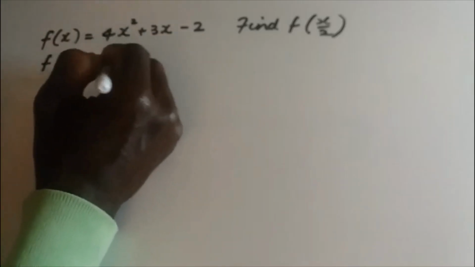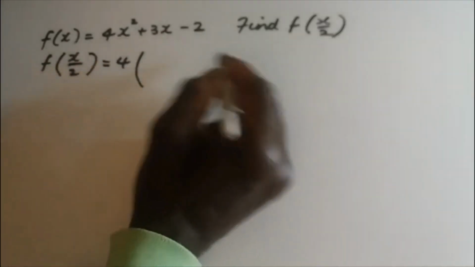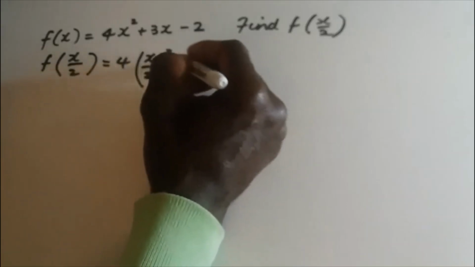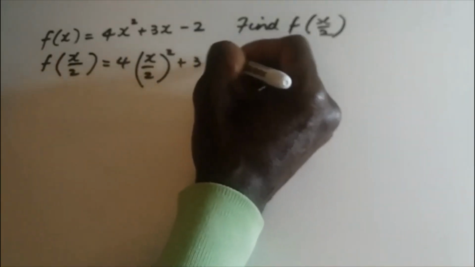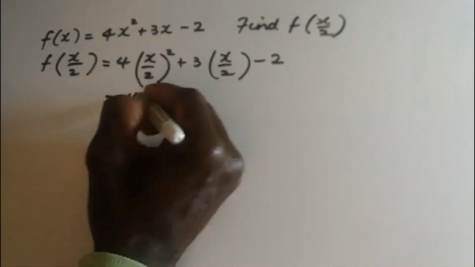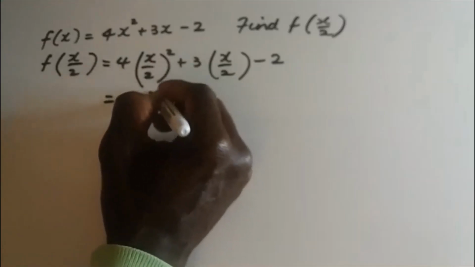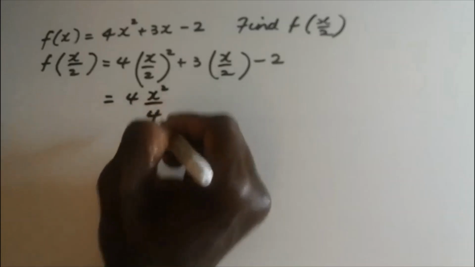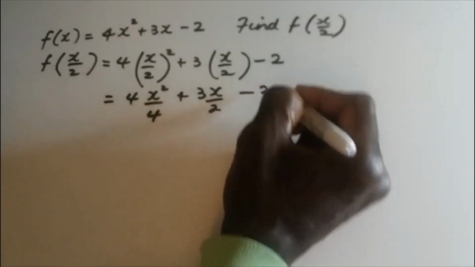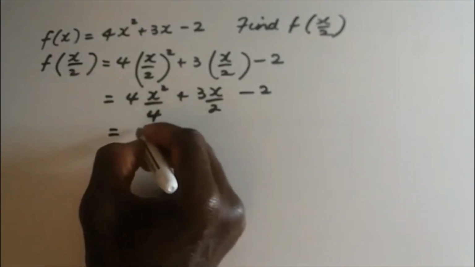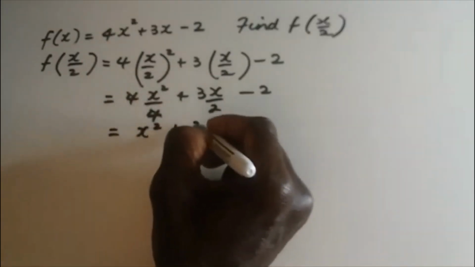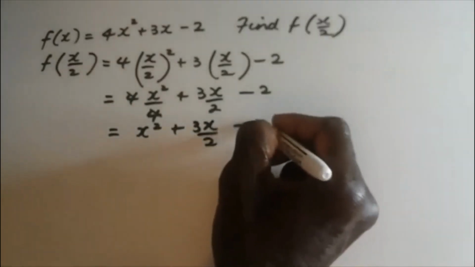So we have 4 times the input squared, x over 2 squared, add 3 times x over 2, take away 2. This gives us 4, this is x squared over 4, add 3x over 2 minus 2. Which gives us, this cancels with this, give us x squared add 3x over 2 minus 2.